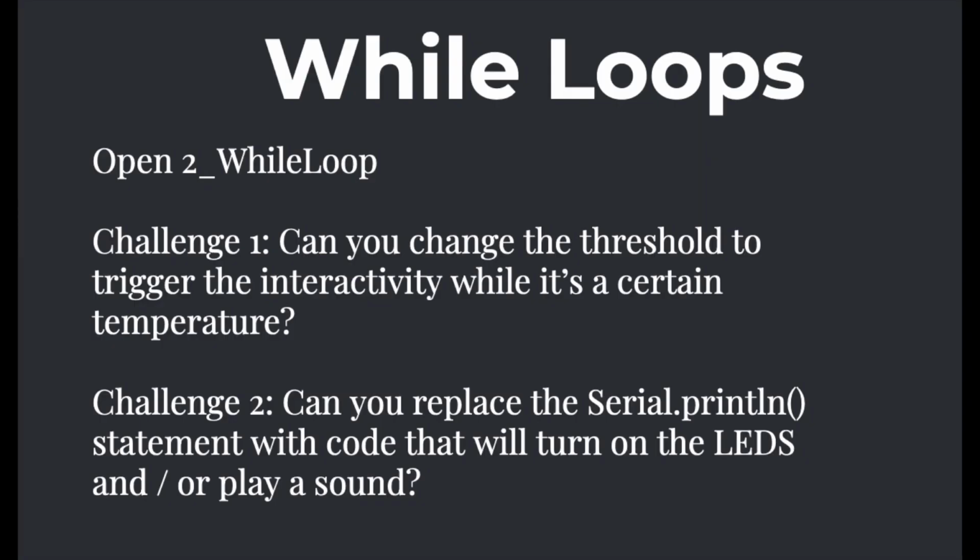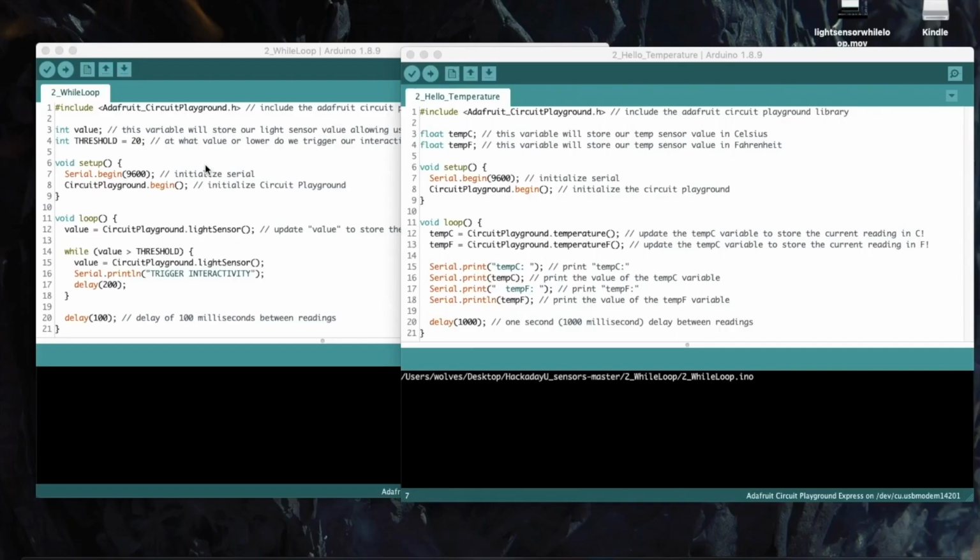As a challenge, try changing the threshold to trigger the interactivity only when it's a certain temperature. As a second challenge, try replacing the serial print line statement with code that will turn on LEDs or play a sound. To solve this challenge, I'm going to open up both my while loop sketch and also my hello temperature sketch because I'm going to want to combine elements of each of them.